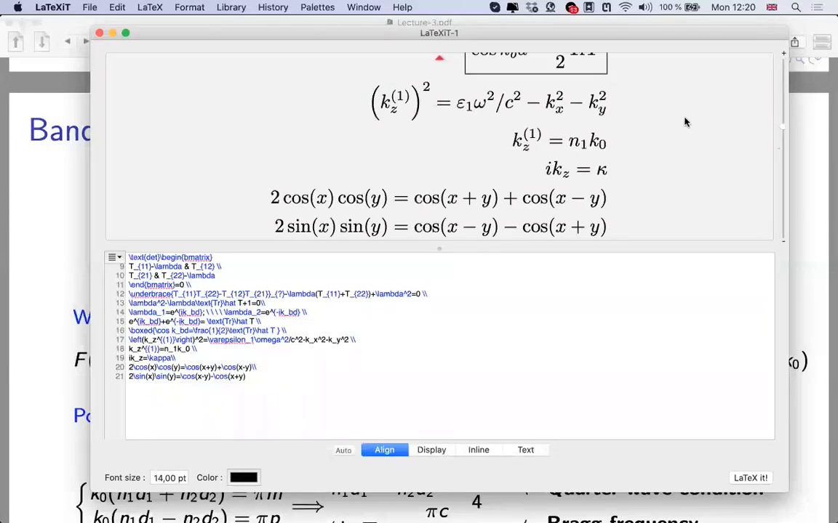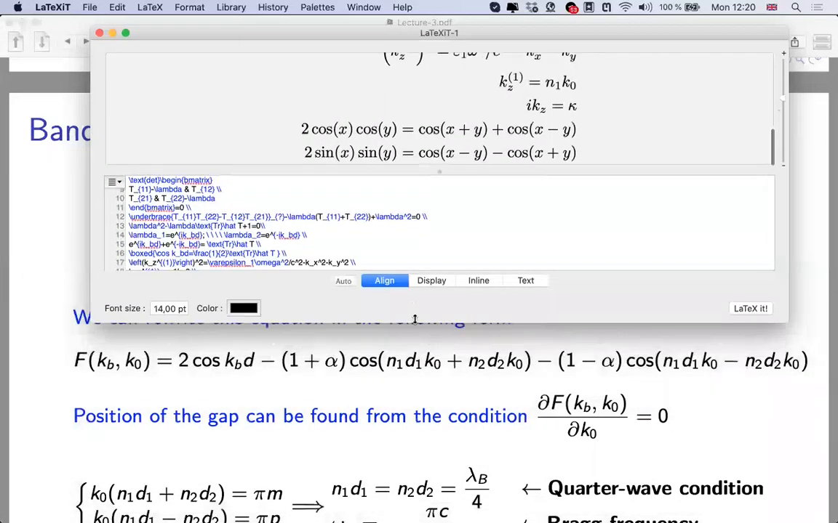Guys, I need to use just these formulas. Can you open the presentation, please? Yes.